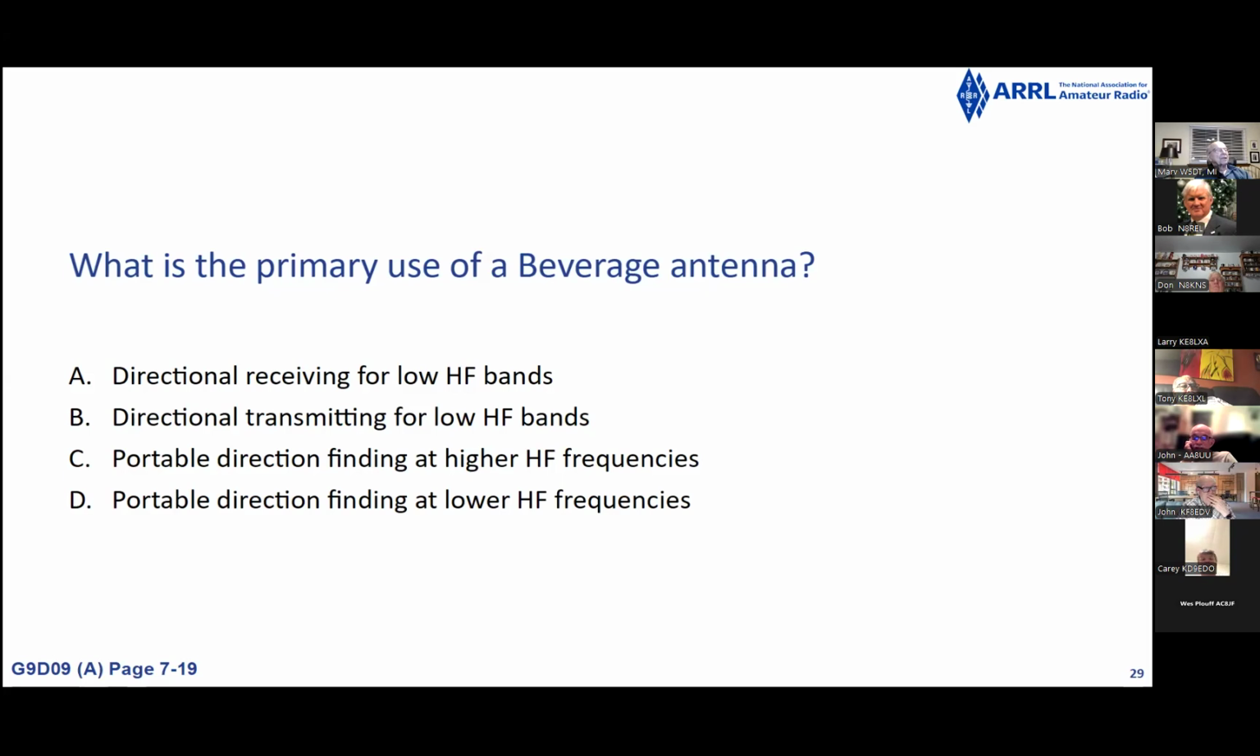Just remember that it's a low band antenna. It's usually considered a low band antenna. It's receiving only too. So a beverage antenna is basically just for receiving then? Yes, it's receiving only, because it's right next to the ground. It's typically about 10 feet off the ground or so.